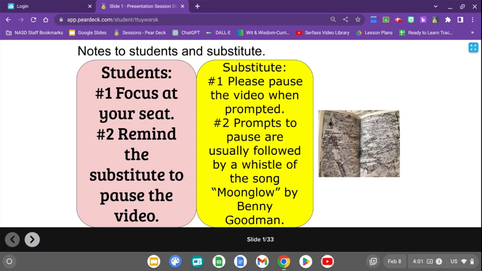All right, and I'll talk to the substitute now briefly. Please pause the video when prompted. Number two, prompts to pause are usually followed by a whistle of the song Moonglow by Benny Goodman. That sounds like this.